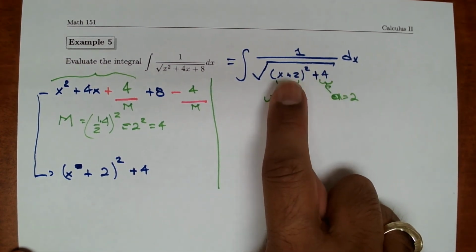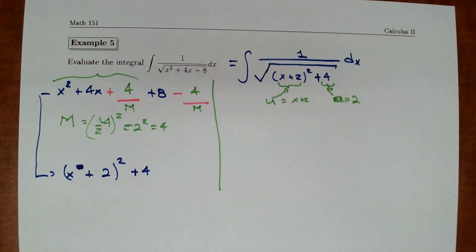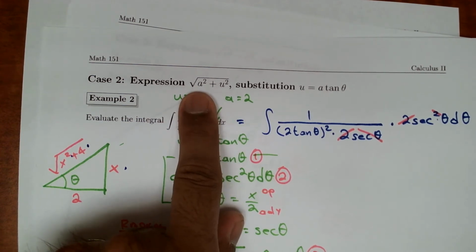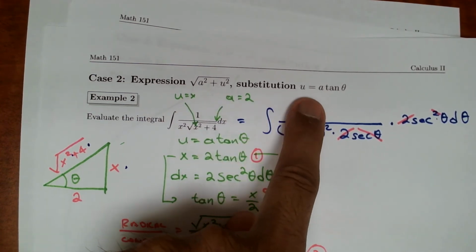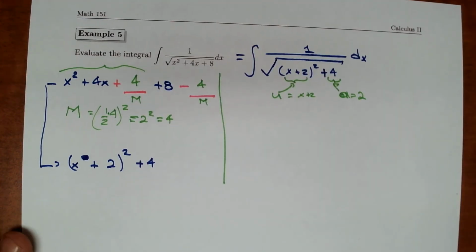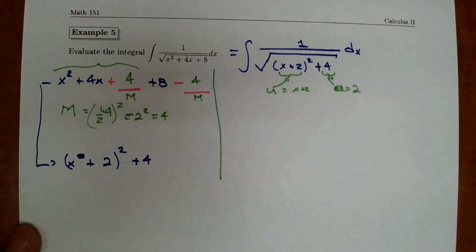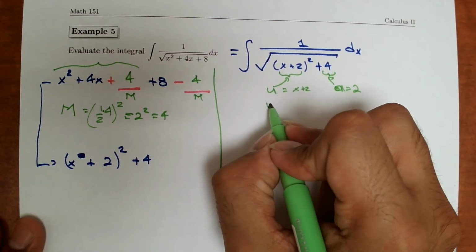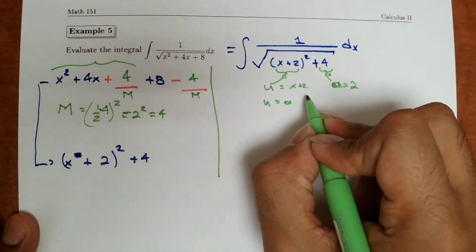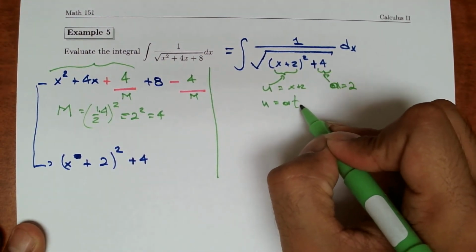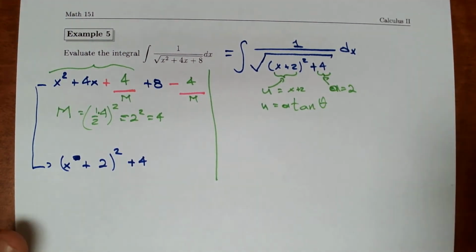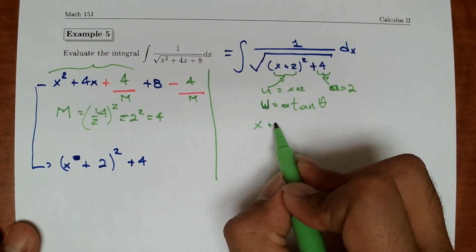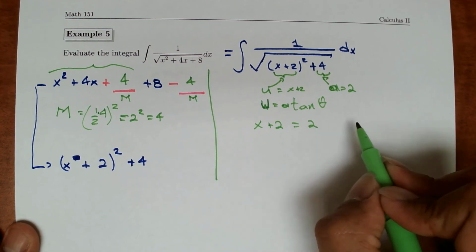The substitution that calls for both positives is like the case 2. Square root of a squared plus u squared. The substitution is u equals a tangent. So in this case the substitution will be u equals a tangent theta, where u equals x plus 2 and a equals 2.